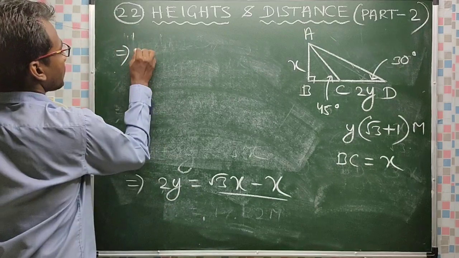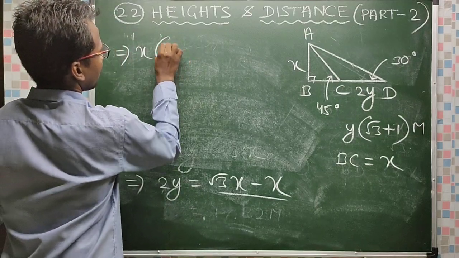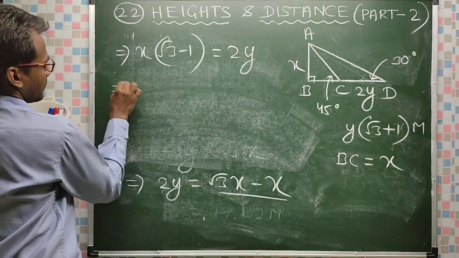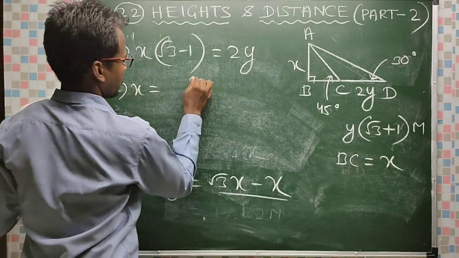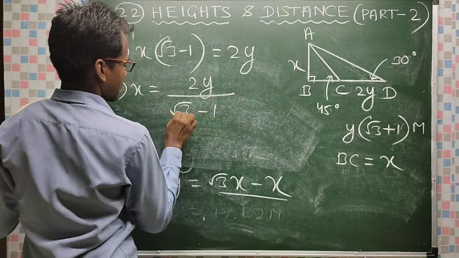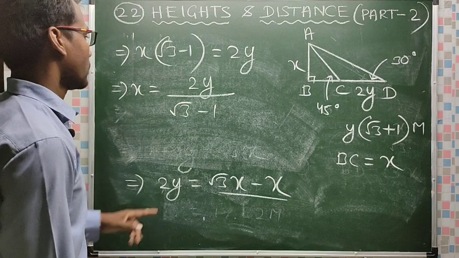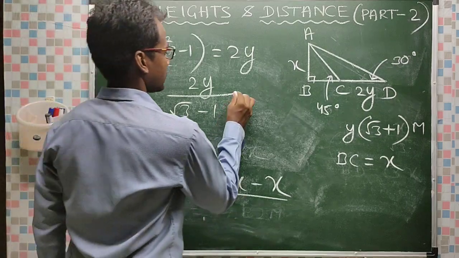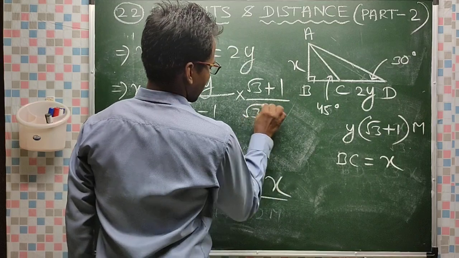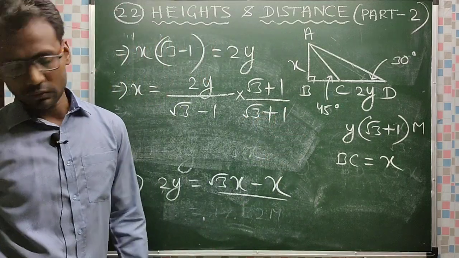X can be taken common. X whole root 3 minus 1 is equal to 2y, or x is equal to 2y by root 3 minus 1. Okay? We can rationalize this. Multiply by root 3 plus 1, root 3 plus 1.